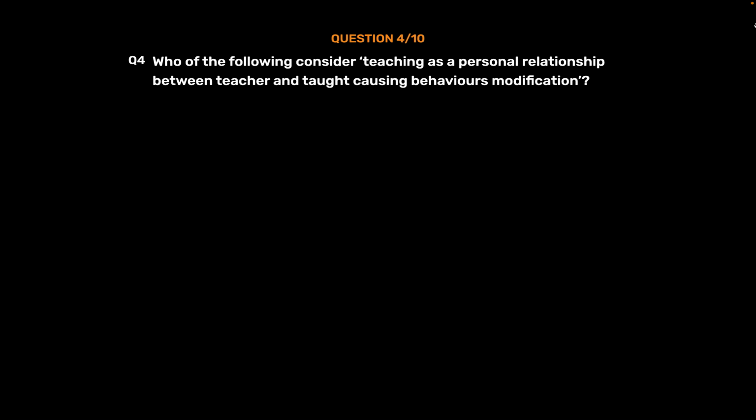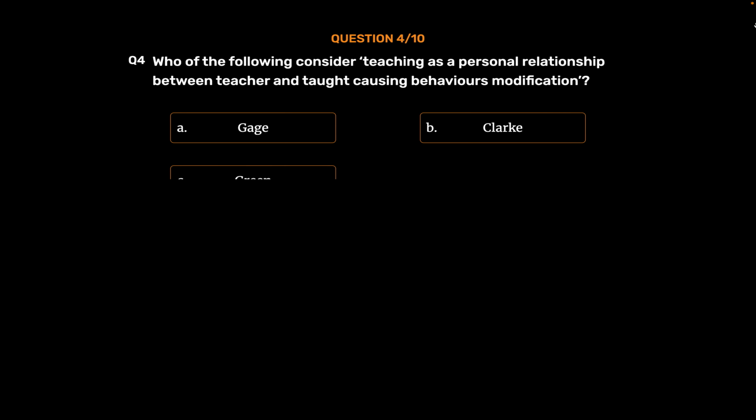Question number 4. Who of the following consider teaching as a personal relationship between teacher and taught causing behavior modification? Option A, Gage. Option B, Clark. Option C, Green. Option D, Amidon. The correct answer is Option A, Gage.